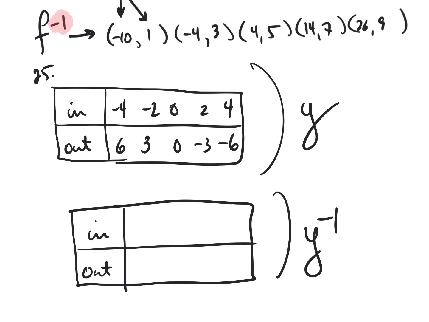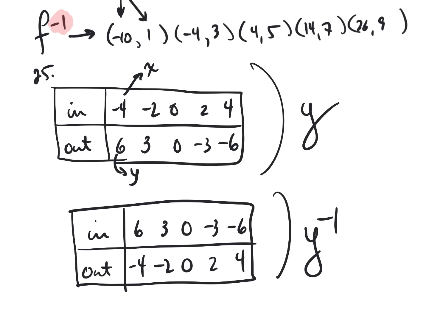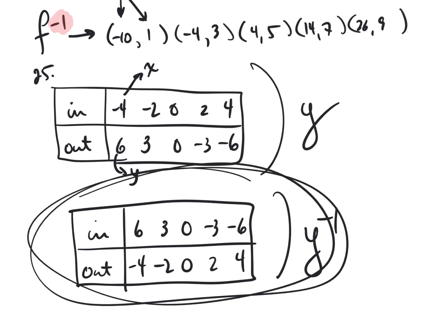And all we do again is just switch the ins and the outs. Ins are usually the x values. The outs are usually the y values. So we just switch them. So instead of negative 4 and 6, it's 6 and negative 4. Instead of negative 2 and 3, it's 3 and negative 2. And, well, 0 and 0, I guess, stays the same. Instead of 2 and negative 3, it's negative 2 and 3. Instead of 4 and negative 6, it's negative 6 and 4. Okay? And so this is what we're looking for.